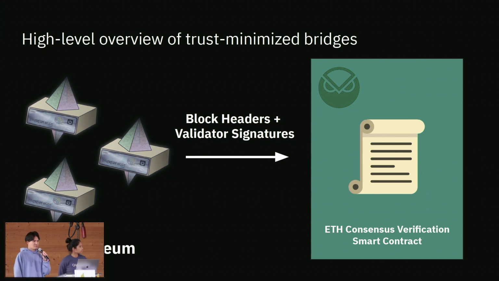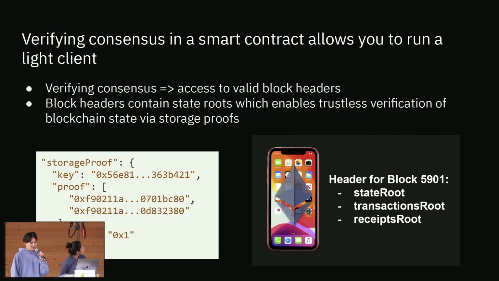But what we can also do is propagate this information to a smart contract running on another blockchain, such as Gnosis chain. And inside this smart contract, we could theoretically re-implement all the logic we would normally run to verify consensus. And the reason why this is super powerful is because if you can verify consensus, you can keep an append-only list of finalized block headers on this target chain, such as Gnosis chain.